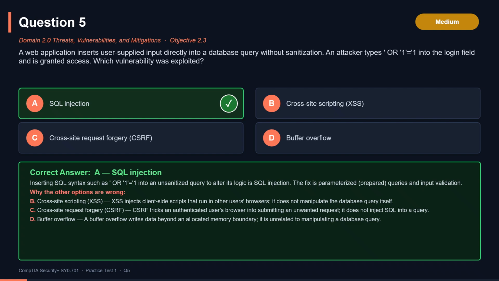Cross-site request forgery, CSRF, is incorrect. CSRF tricks an authenticated user's browser into submitting an unwanted request. It does not inject SQL into a query. Buffer overflow is incorrect. A buffer overflow writes data beyond an allocated memory boundary. It is unrelated to manipulating a database query.